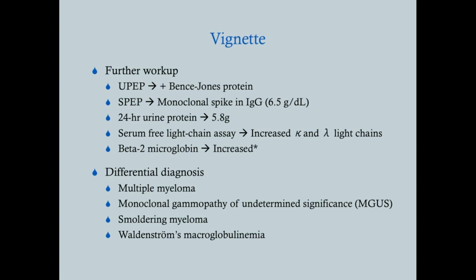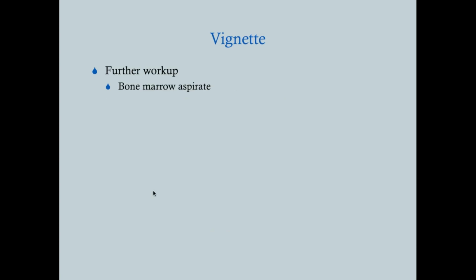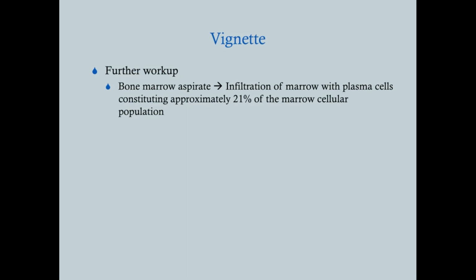So this would probably not be MGUS. Smoldering myeloma and multiple myeloma, the difference is symptoms. So we're going to get a bone marrow aspirate, and what we find is infiltration of the marrow with plasma cells constituting approximately 21% of the marrow cellular population. So we have a diagnosis of multiple myeloma.